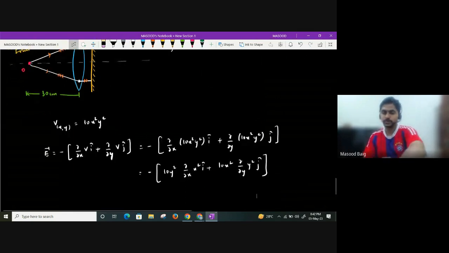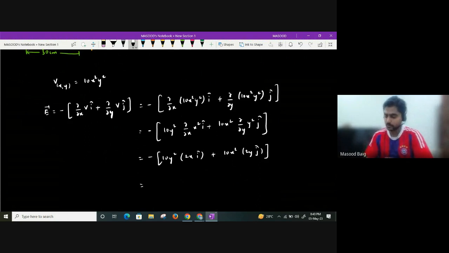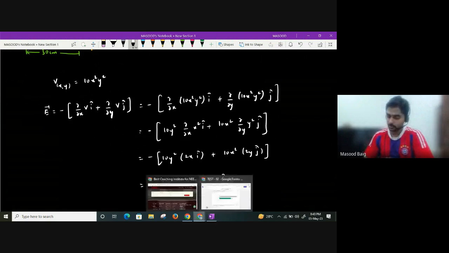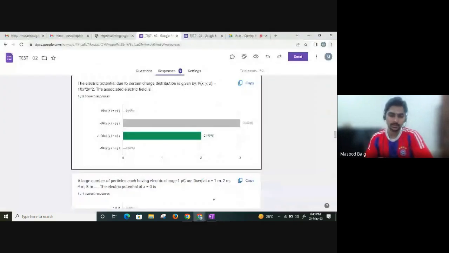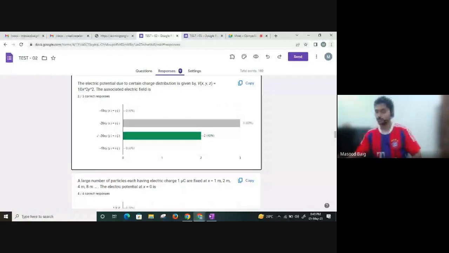From this, if you just solve it, what is the derivative of x square with respect to x? It will be 2x i cap. What is the derivative of y square with respect to y? It will be 2y, you can write j cap. So what will our answer be here? If you take minus 20xy common, then I'll get y i cap plus x j cap. Minus 20xy, we took common. y i cap plus x j cap should be the answer. This should be our electric field. Minus 20xy times (y i cap plus x j cap) will be the answer. I hope it is clear.